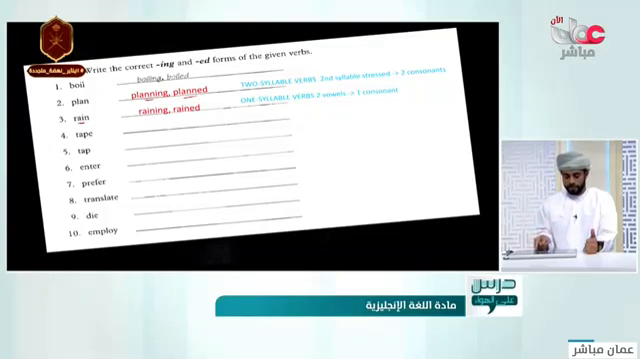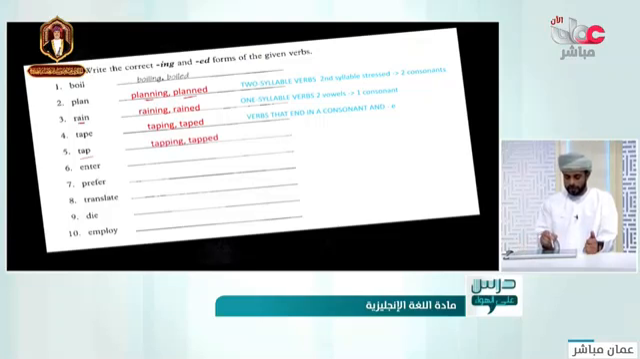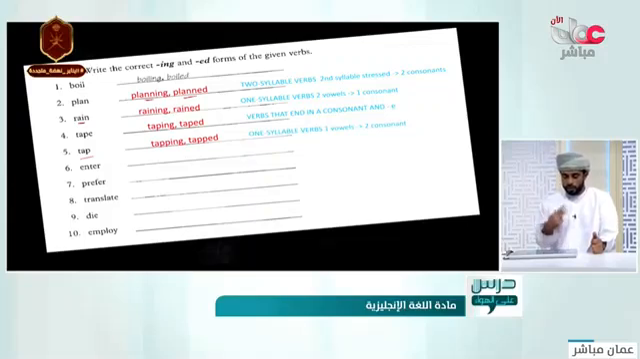Good. Have a look at this one. It ends with E, so it is really clear that we delete the E and we add the ing and the ed. Verbs that end with E. Have a look at this one. One syllable with a vowel there, tapping and tapped. Why is that? Because it is a one-syllable verb with one vowel, so we double the consonant. One syllable with one vowel, we double the consonant.